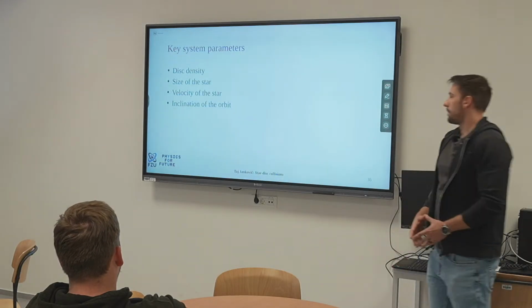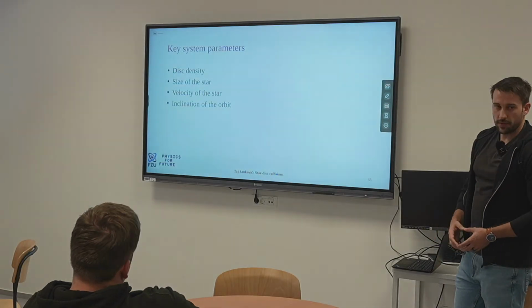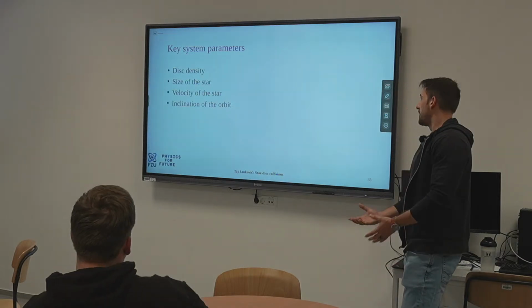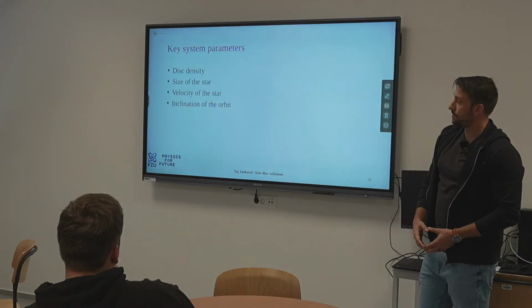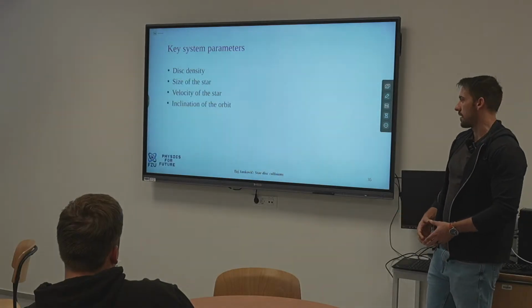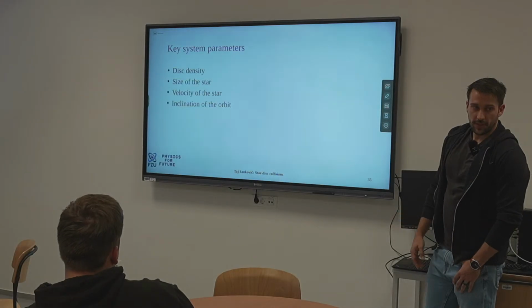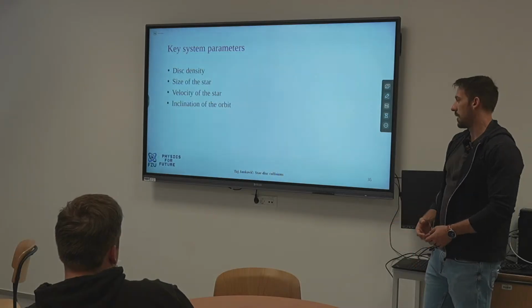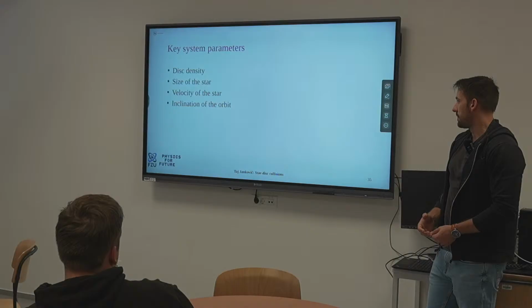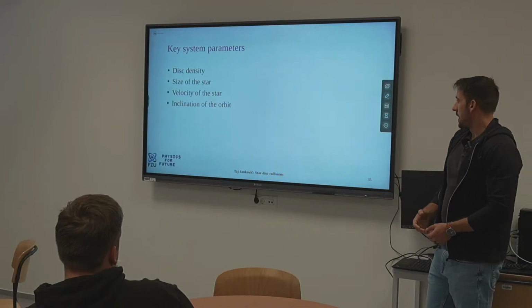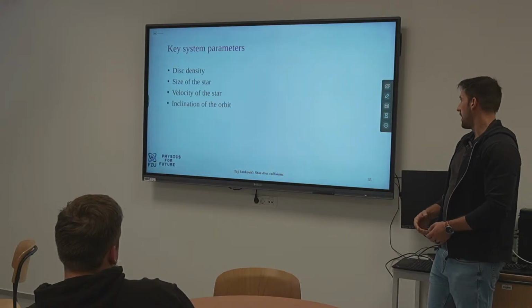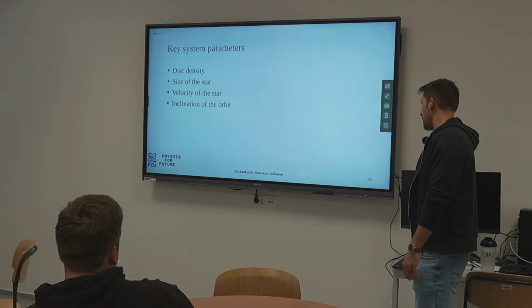So the outcome of this star-disk collision is of course affected by the key system parameters. It will depend on the disk density, on the size of the star, velocity of the star, or inclination of the orbit. And I will just show you now two different simulations just to give you maybe a rough idea how these different system parameters affect the star-disk collisions. First I will show you a simulation for a Gaussian disk, and then a simulation where the star is on an inclined orbit.